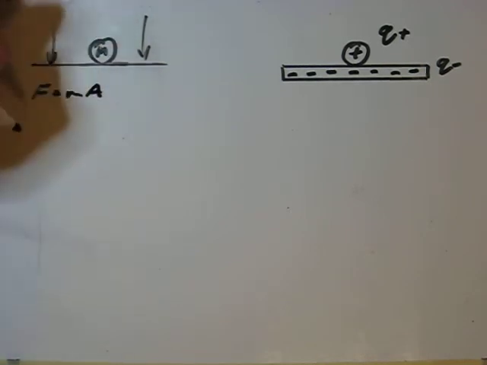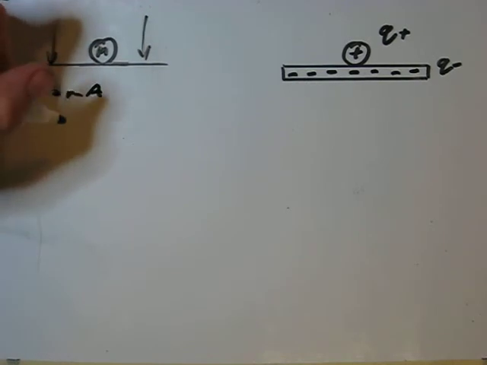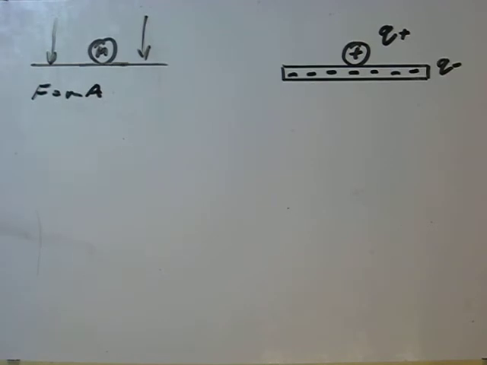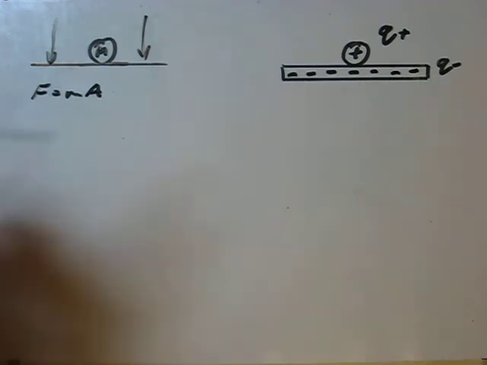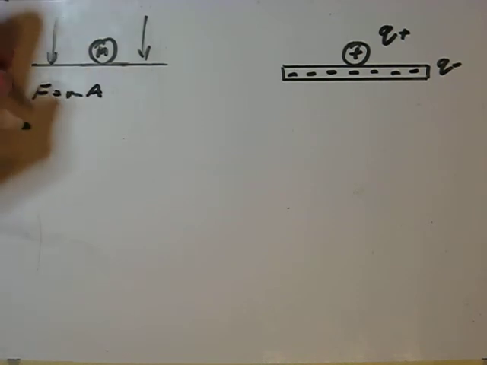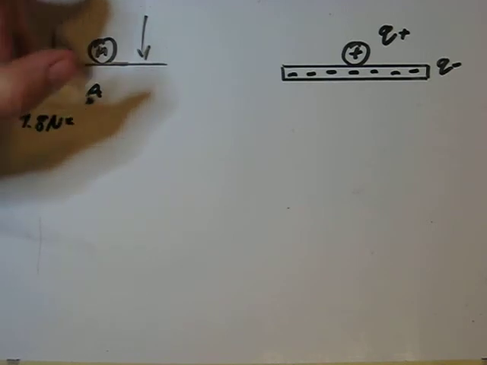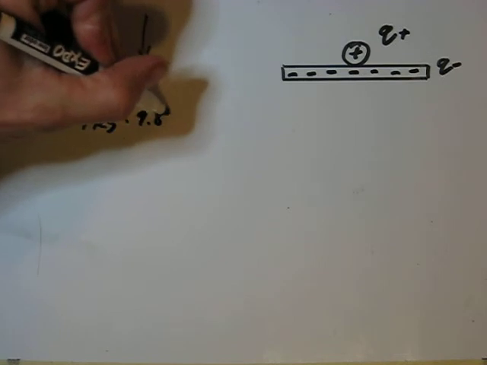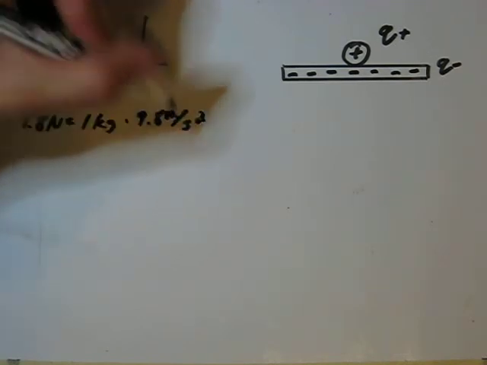acceleration. Alright, so let's say we have a 1 kilogram mass. Because of the size of the Earth, we would end up with our acceleration to be 9.8 meters per second squared. So you'd have 9.8 newtons equal to 1 kilogram mass times 9.8 meters per second squared. Alright?